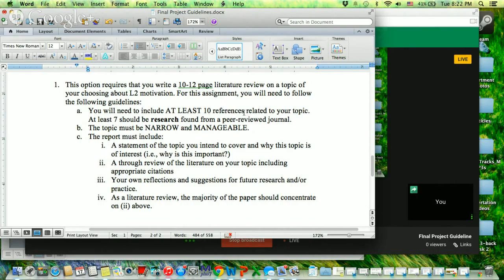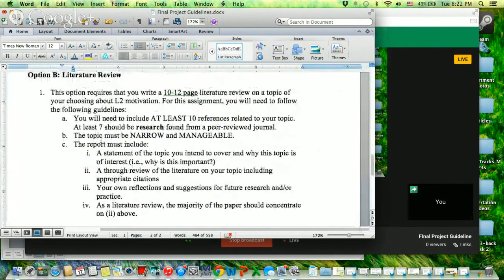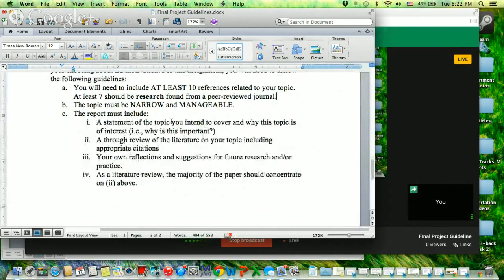In fact, I'll rewrite this to make it a little bit clearer. And then the topic must be narrow and manageable. As long as you turned in your proposal, I've given you feedback on that. Then you have to include a statement of the topic you intend to cover, and why the topic is of interest. So why is this important? Thorough review of the literature on your topic, including appropriate citations. So follow APA style.